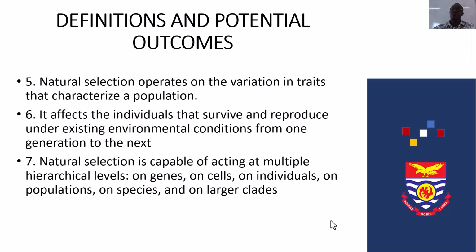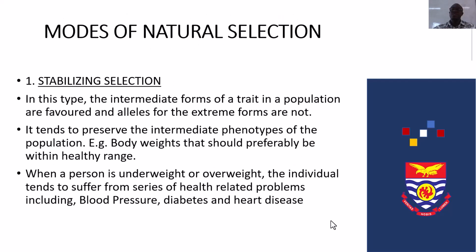Natural selection operates on the variation in traits that characterize a population. It affects the individuals that survive and reproduce under existing environmental conditions from one generation to the next. Natural selection is capable of acting at multiple hierarchical levels: on genes, on cells, on individuals, on populations, on species, and on larger clades. Modes of natural selection.